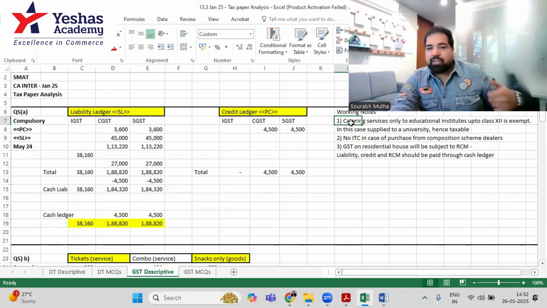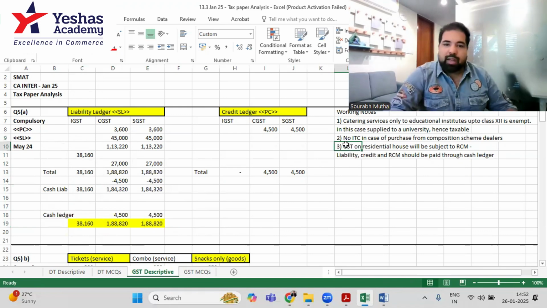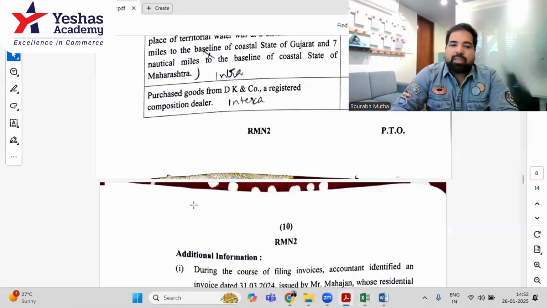Notes. Catering services is not exempt, one note on that. On purchase from a composition scheme dealer, there is no GST, one note on that. On residential house, it is under RCM, one note on that as well. This is 10 marks, PC and SF.